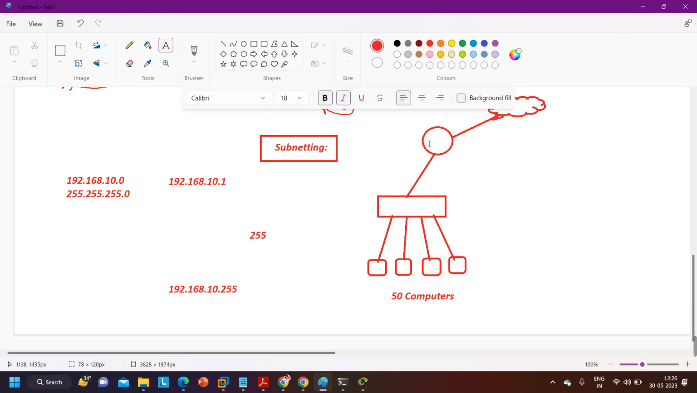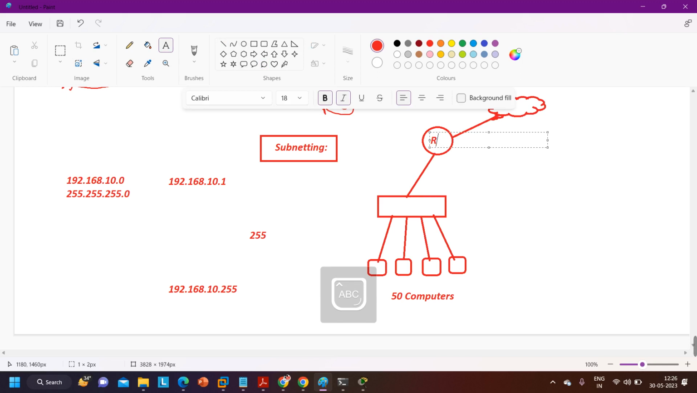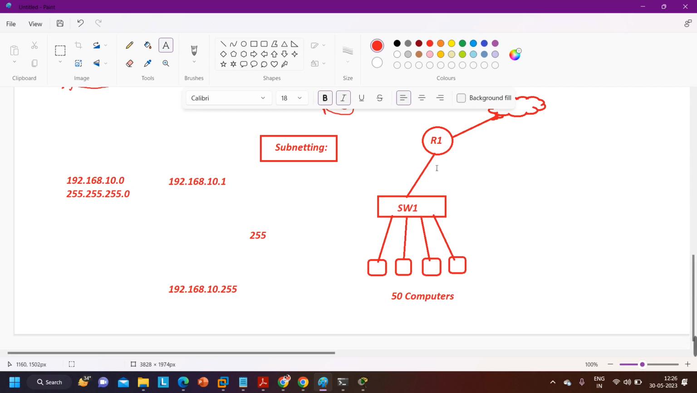Don't worry about the connectivity, we will understand it in great detail in the upcoming days. R1 is my router, and this one is my switch. So how many IP addresses does this organization need? There are 50 computers and one IP address required for the router interface. So the total number of IP addresses this organization needs is what?